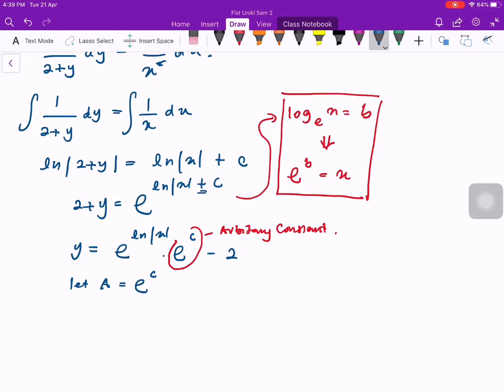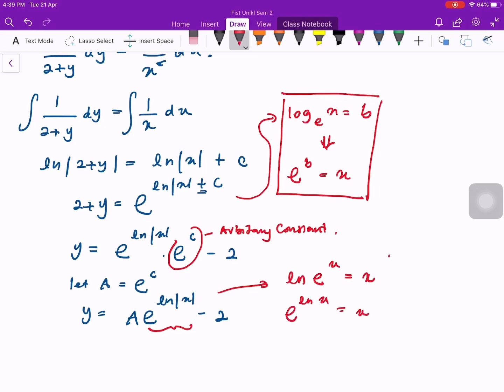Then saya akan dapat y is equals to a e to the power of ln absolute x minus 2. Again, kita tengok, kita refer dekat sini, kita masih ada lagi satu rules of log yang kita boleh simplify, which is e to the power of ln x. Kalau pelajar-pelajar masih ingat, let's say we have ln e to the power of x which is equals to x, ataupun kita ada e to the power of ln x which is equals to x. So you can use these rules in order to simplify.